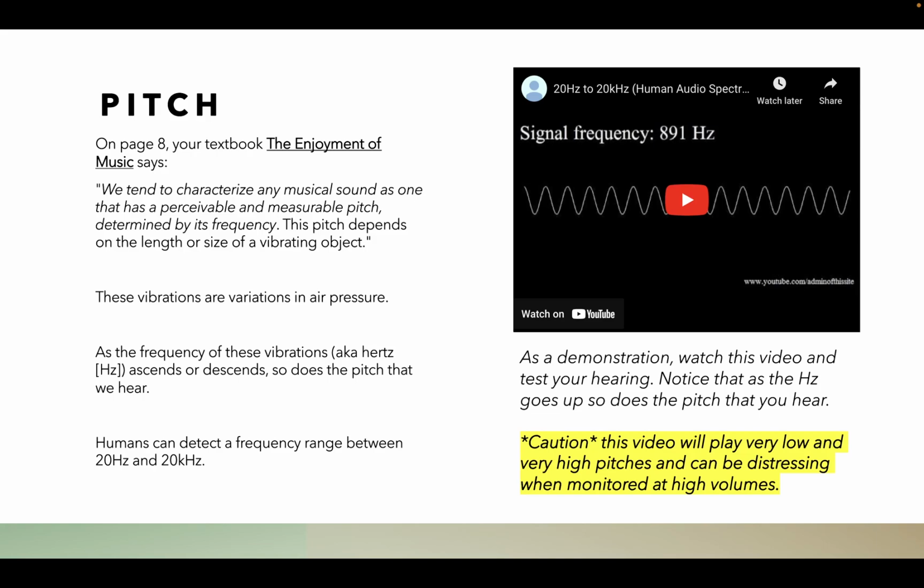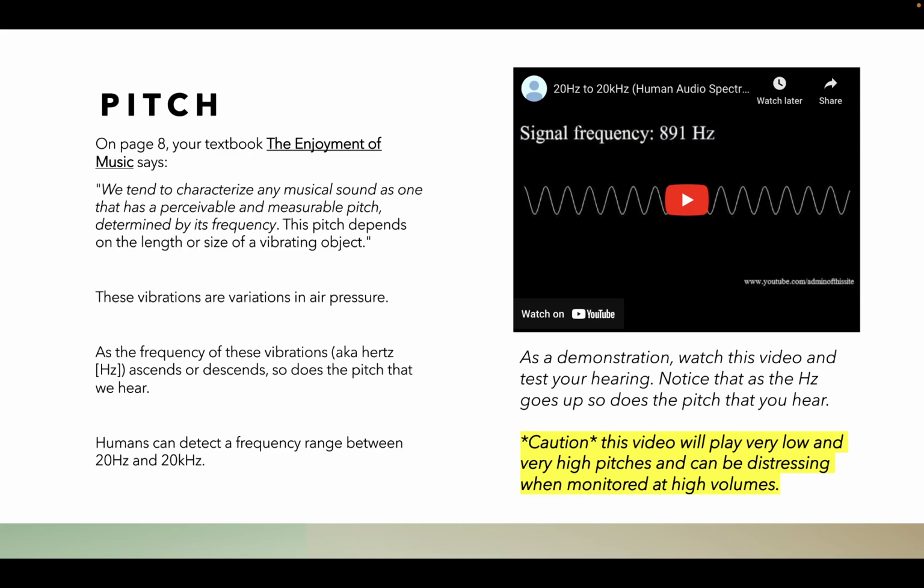For those of us who are a little bit older, you'll notice that your hearing will probably give out before 20,000 hertz. Younger folks often have a larger audible range than older folks do. As frequency of these vibrations ascends and descends, so does the pitch that we hear. Higher frequencies mean higher pitches, lower frequencies mean lower pitches. And then, as I said, humans can detect between about 20 hertz and 20,000 hertz.